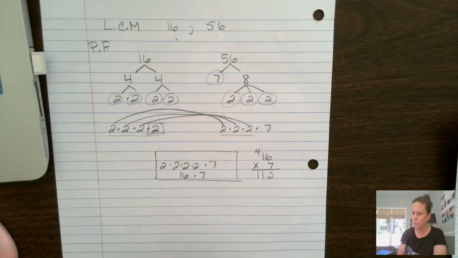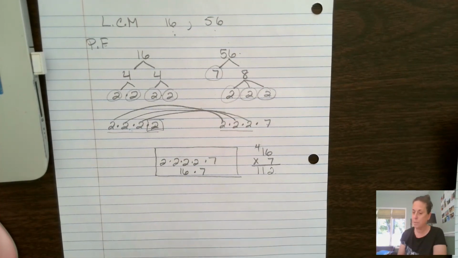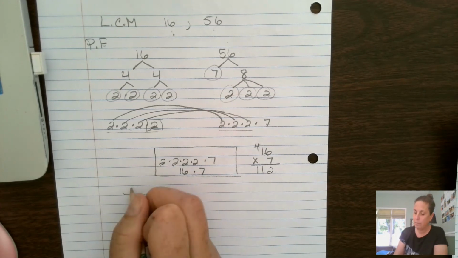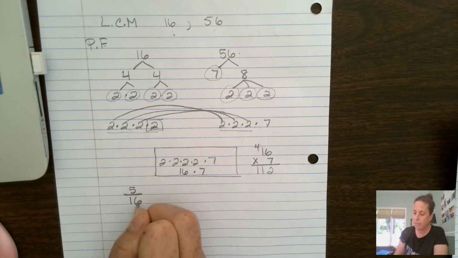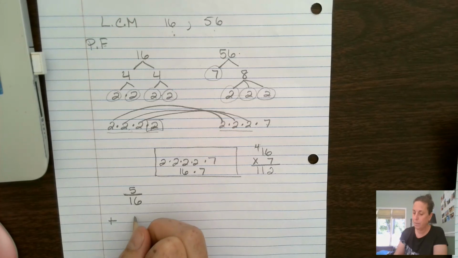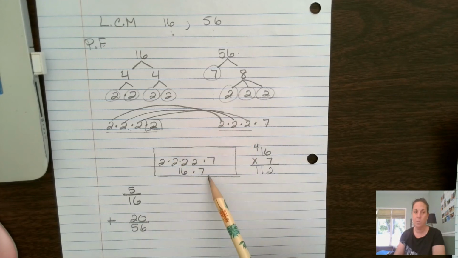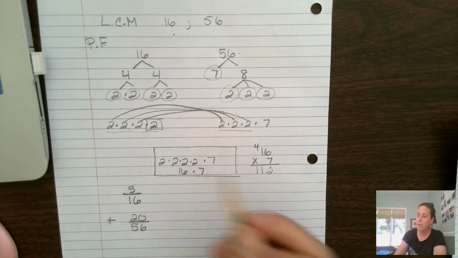So, and you're like, why would I even want to know this? That's because, think, if you were adding fractions that had like 5/16 and then you had to add to it like 20/56, you have to come up with a lowest common multiple, and this is how you find that lowest common multiple. So it should be 112.